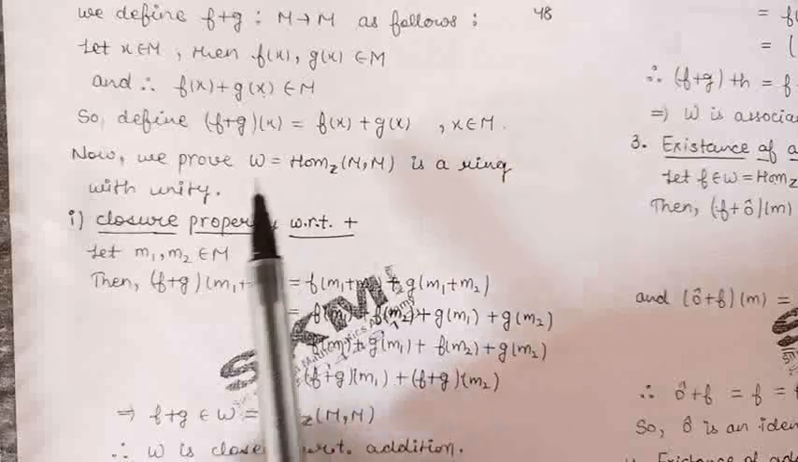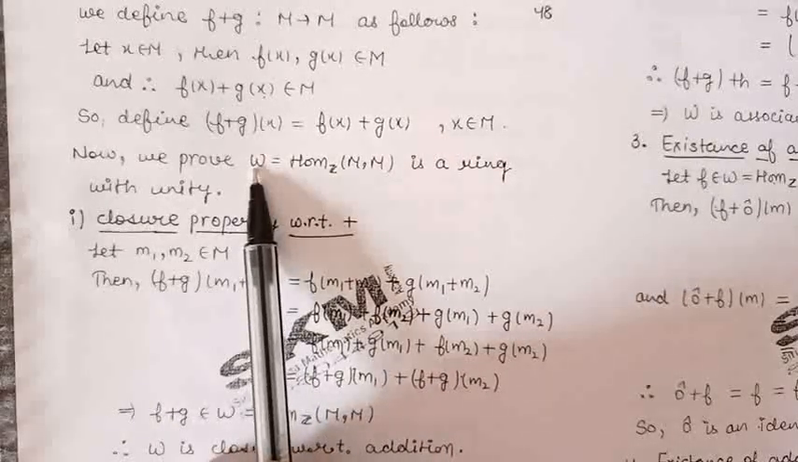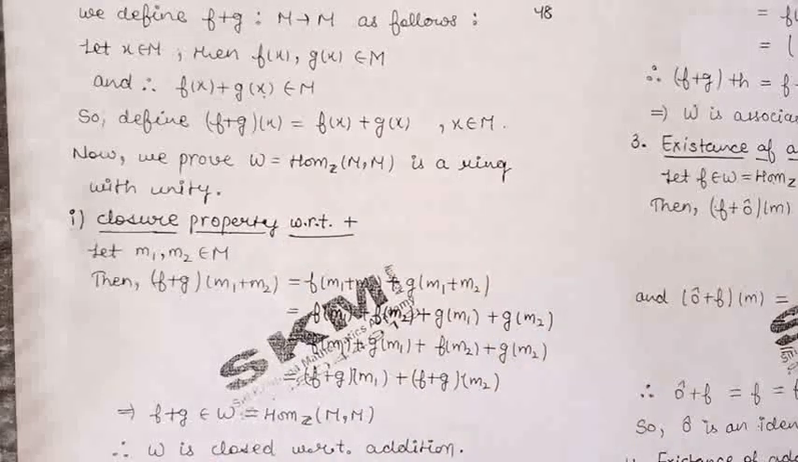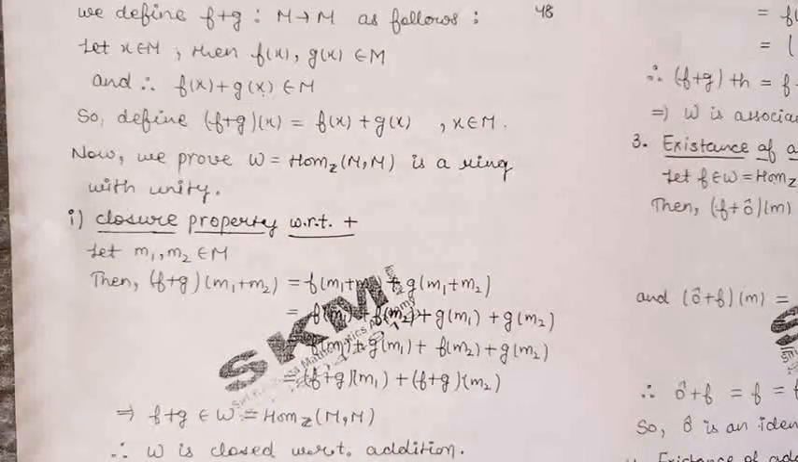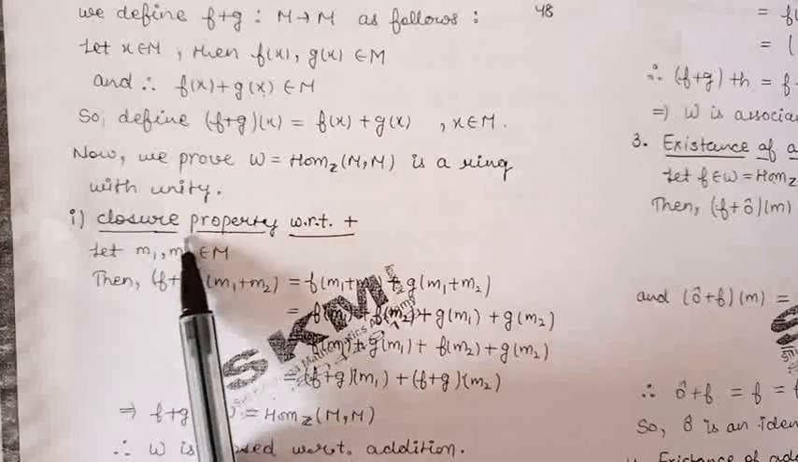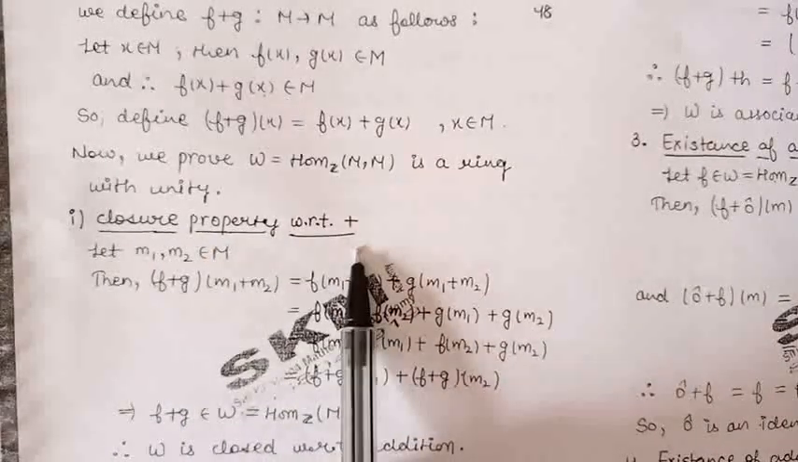Now we claim that this W is a ring with unity. So first of all, we will have to verify the five conditions of an abelian group under addition: closure, associative, identity, inverse, commutative. So first of all, we show the closure property under addition.